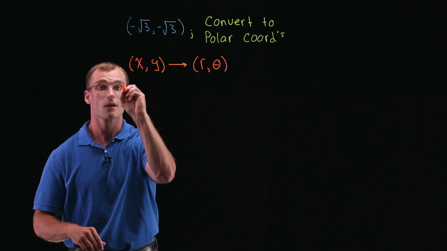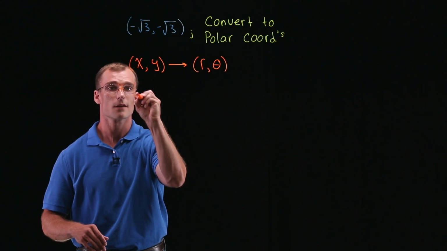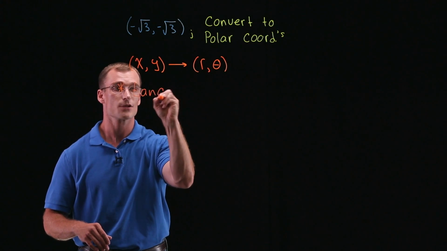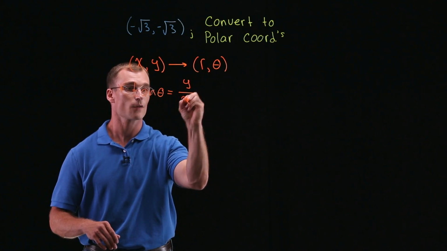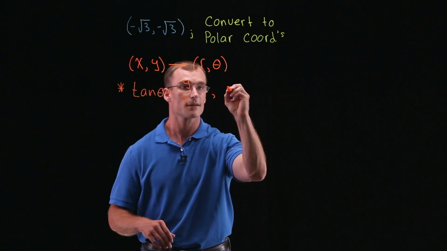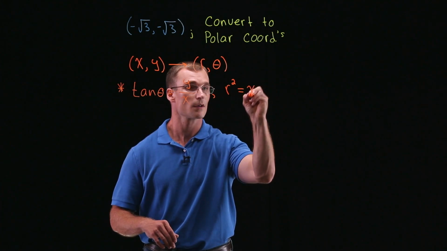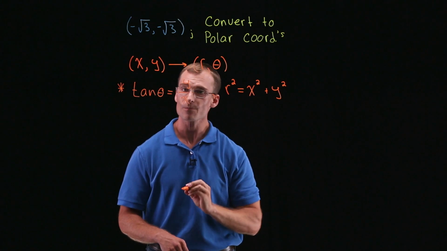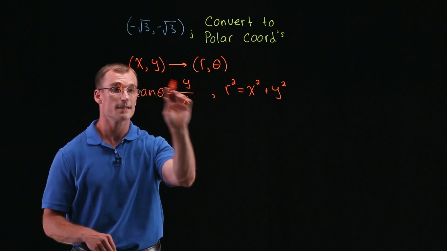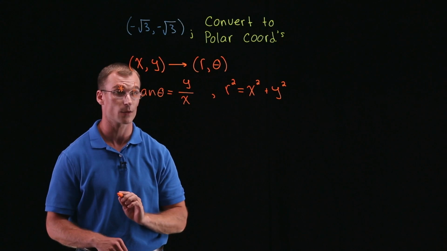Well, we know that we have some conversion equations to help us. Namely, one is that tangent of theta is equal to y over x, and that r squared is equal to x squared plus y squared. So let's start by looking at tangent of theta equals y over x, and see if we can use that to help us find what theta is equal to.